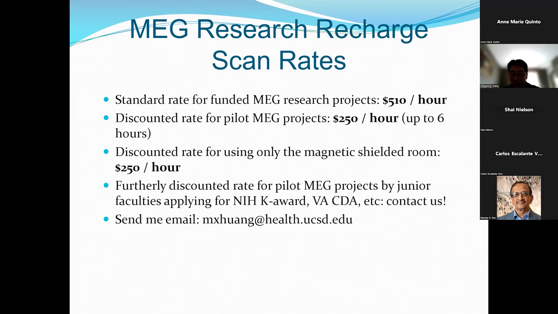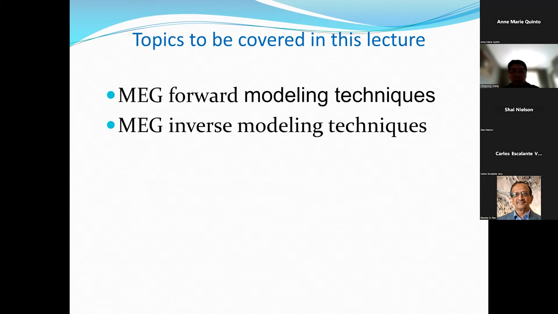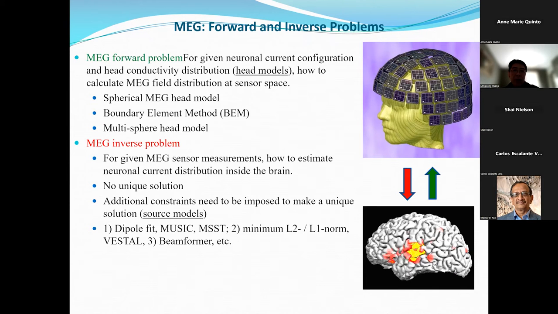We can work together and finalize a protocol so you can get your pilot data and move on to get your research funding. But today, we're going to talk about the second topic, which is MEG forward imaging and MEG inverse modeling. So the MEG forward model and the inverse model are defined the following way. For the forward model, we try to calculate, if you give me the source location, basically where the sources are, the source distribution, how do I calculate the MEG field distribution in the sensor domain?